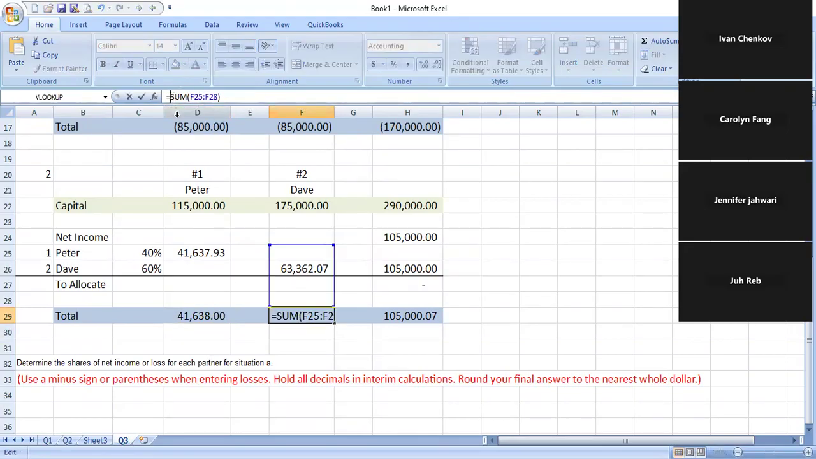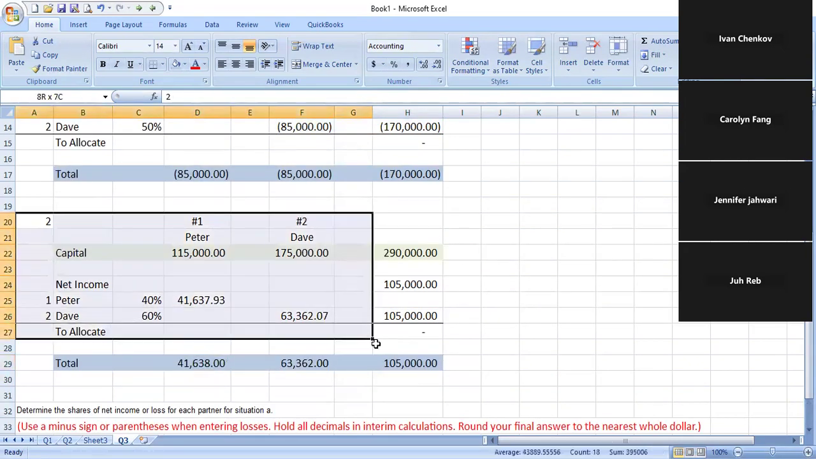Again, what you have to do: ROUND, brackets, the calculation of the formula that you want, comma, 0 for no decimals, close the brackets, and done. This will be your answer. Make sense? That's how you calculate the interim numbers. In the interim, you hold the decimals, but for the final answer, round to the whole amount. Now let's check the last scenario.